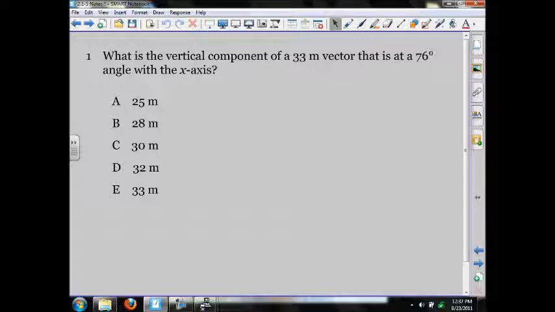What is 33 meters vector at a 76-degree angle.